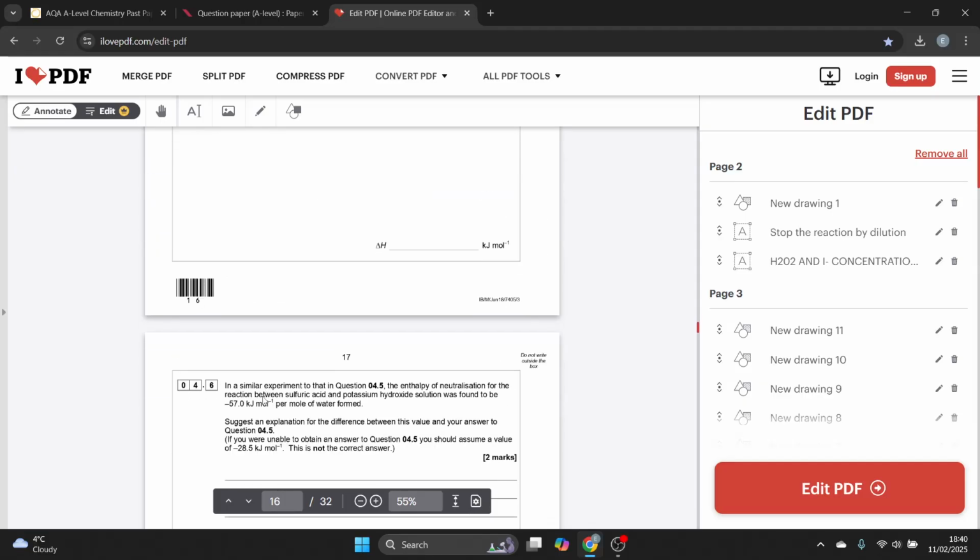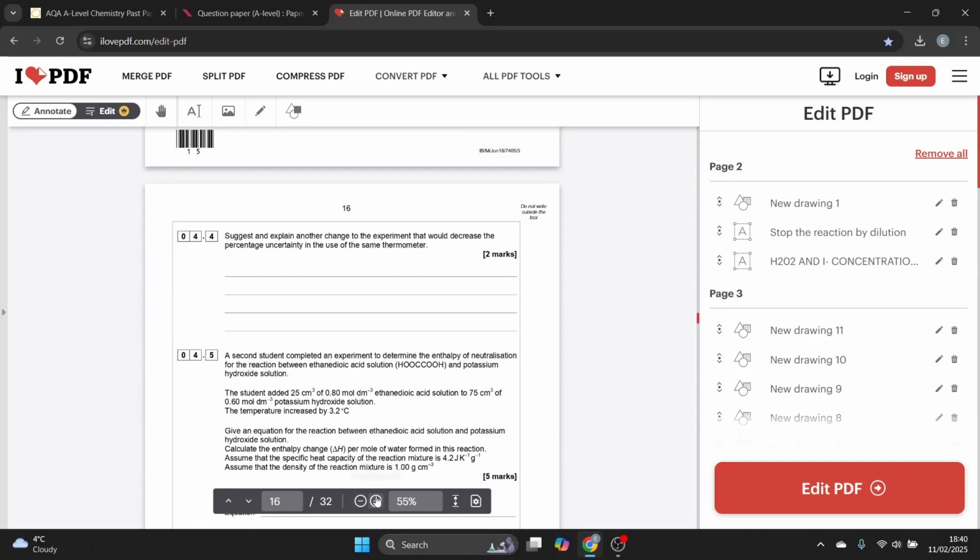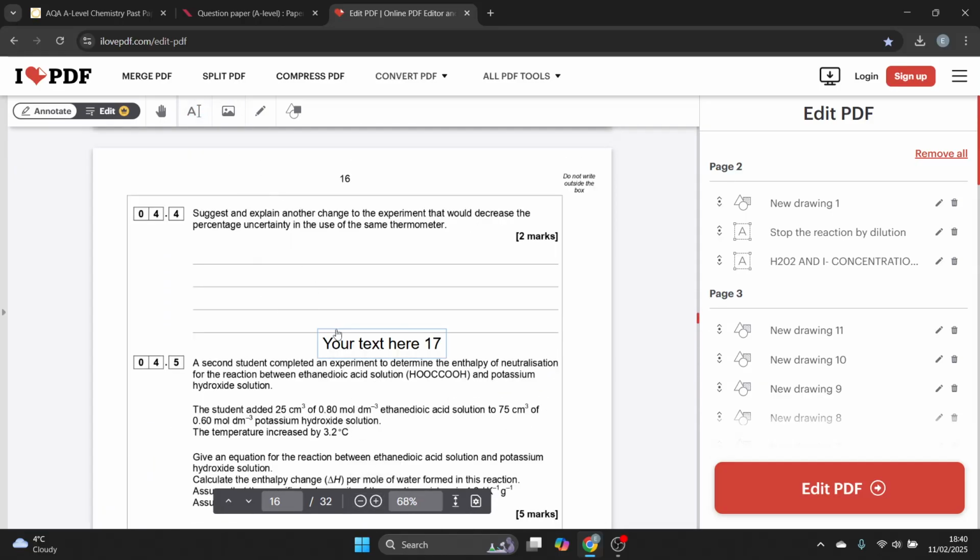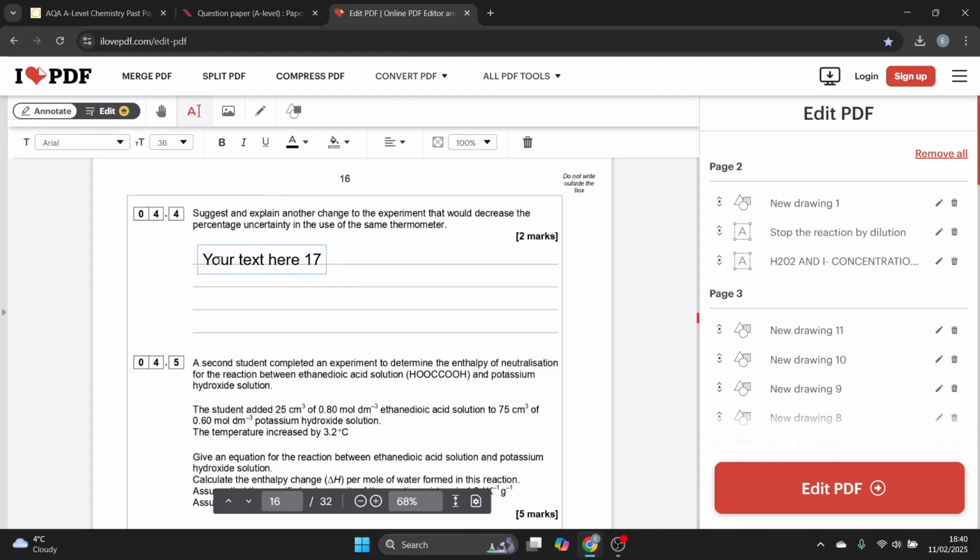4.4. Suggest and explain another change to the experiment that would decrease the percentage uncertainty. Use the same thermometer. Increase the size of the temperature change by increasing the concentration of acid and alkali.